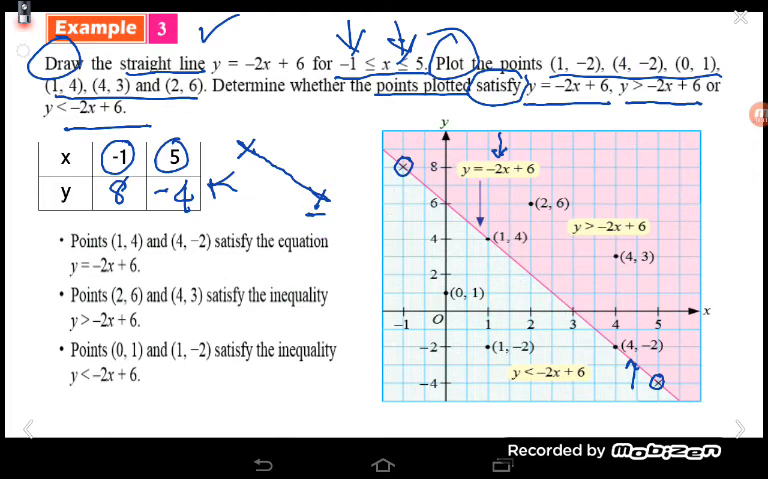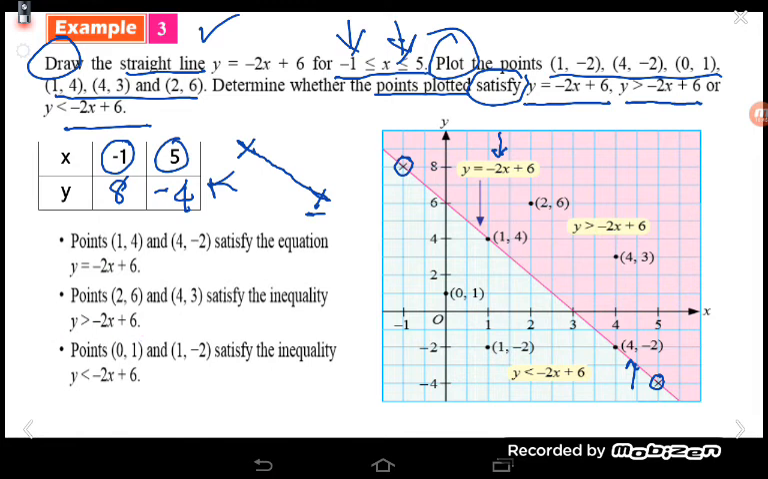2, 6, and 4, 3. What do you see here? It is above this straight line. It's above. So it satisfies the inequality for y more than. Still remember previously? So the region is the inequality is this.